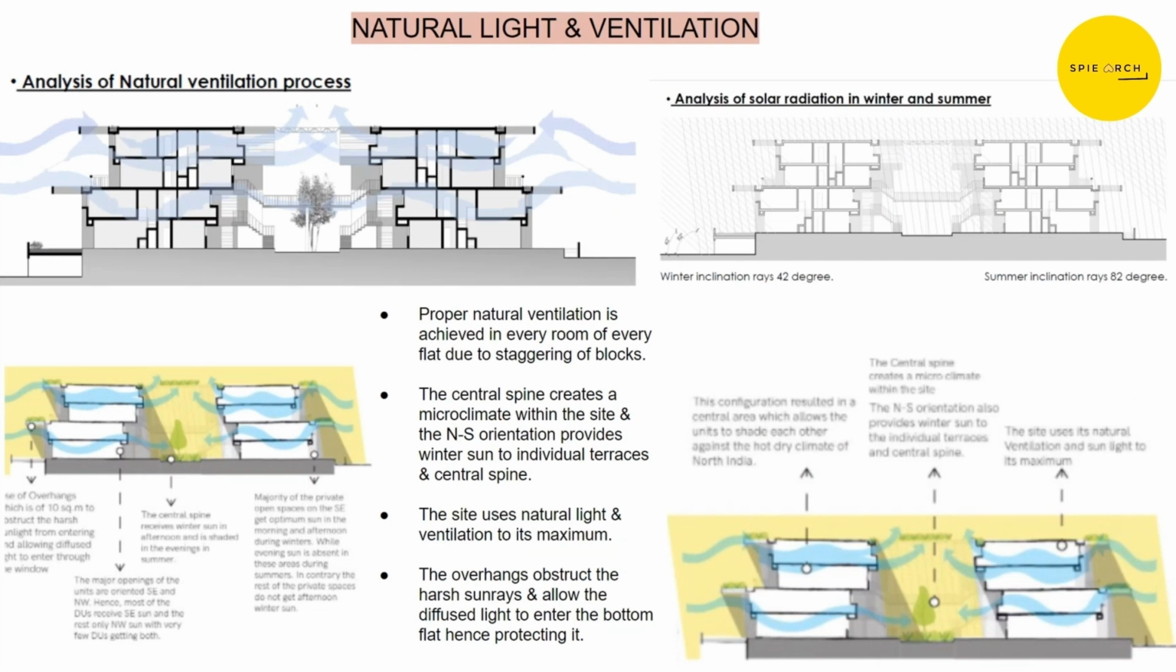As we saw in the evolution of the form, the overhang reduces harsh rays reaching the ground. Therefore, the central courtyard provides a microclimate within the site. So here we can observe that the site uses natural ventilation and sunlight to its maximum limits. Tell me next.